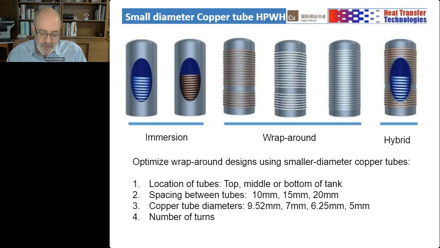Of the three types of heat pump water heater tanks, the example here will review optimization of a wraparound type heat pump water heater tank, the center in the screen. The parameters for optimization are the location of the tubes, either on the top, the middle, or the bottom of the tank, the spacing between the tubes, 10 millimeters, 15 or 20, and copper tube diameters to be reviewed: 3/8, which is 9.52 millimeters, 7 millimeter, a 1/4 inch, and 5 millimeters, and also the number of turns around the tank.